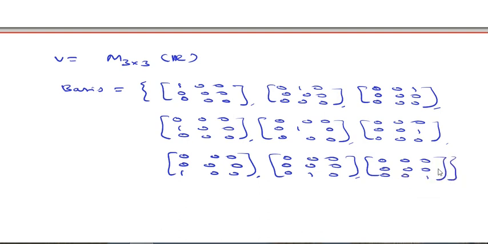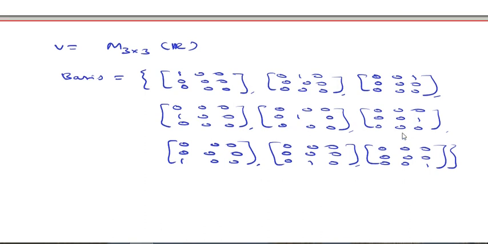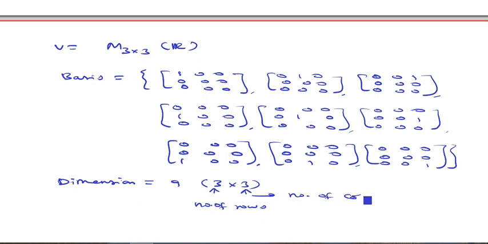So there are no other elements. So here the basis will have 9 elements. So the dimension is 9. So it is nothing but 3 into 3. So 3 denotes the number of rows and this 3 denotes the number of columns.